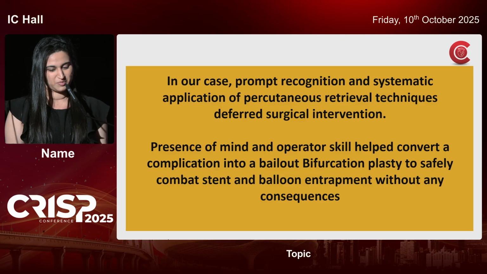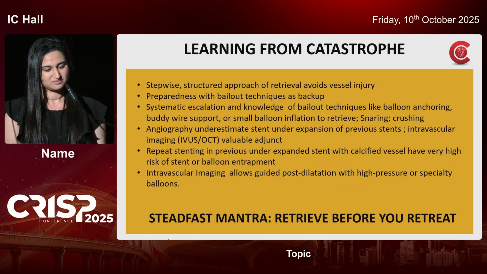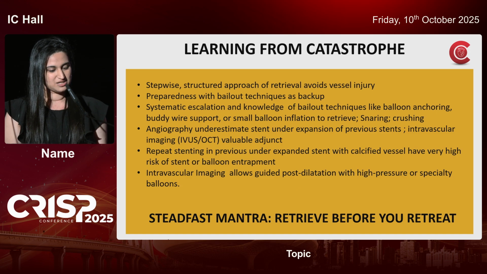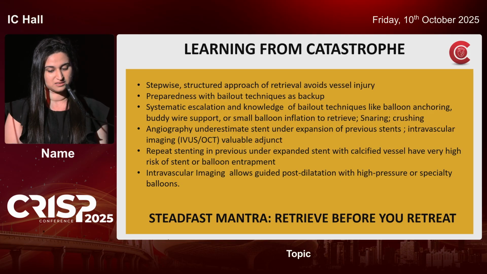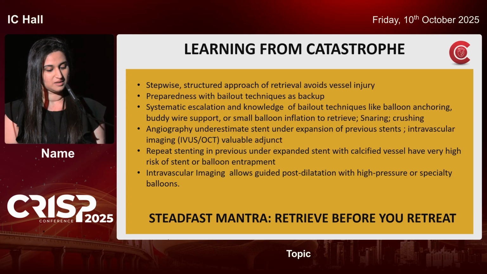Presence of mind and operator skill help convert a complication into a bailout bifurcation. Angiography underestimates stent underexpansion of previous stents. Intravascular imaging, like IVUS and OCT, are valuable adjuncts in such cases. Repeat stenting in a previously underexpanded stent in a calcified vessel has a very high risk of stent or balloon entrapment. Intravascular imaging allows guided post-dilatation with high pressure or specialty balloons.